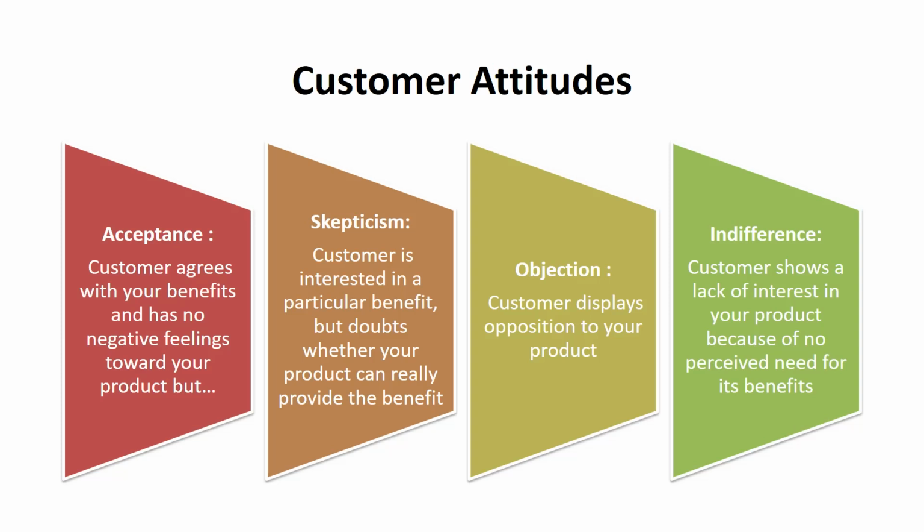Next one is objection. The customer displays opposition to your product. Pretty much all communication styles can have objection. Last one is indifference. The customer shows a lack of interest in your product because of no perceived need for its benefits. So here, really, you did not do your job properly. The sales associate didn't show the benefits, so the customer shows indifference, making it very difficult for you to get close to closing the sale. Okay?